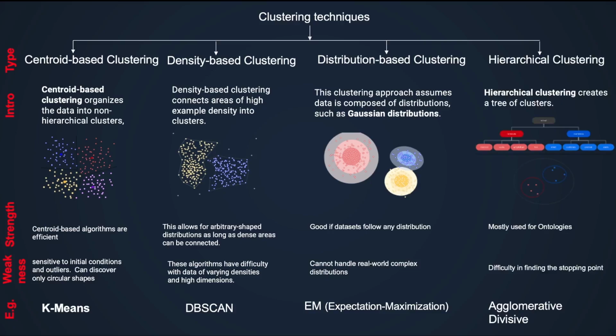The final category of clustering techniques is hierarchical based clustering. These algorithms create a hierarchy of the given data. Mostly ontology based datasets use these hierarchical clustering algorithms. A fundamental limitation of these hierarchical clustering algorithms is finding the stopping point. Two examples of these hierarchical clustering algorithms are the agglomerative clustering algorithm and the divisive clustering algorithm.